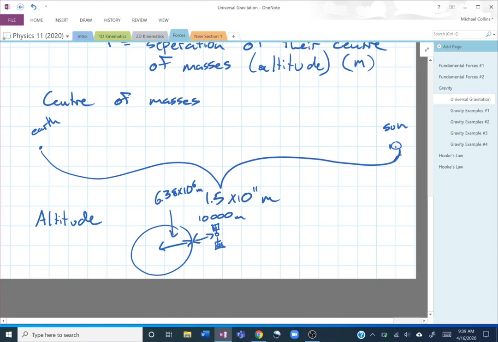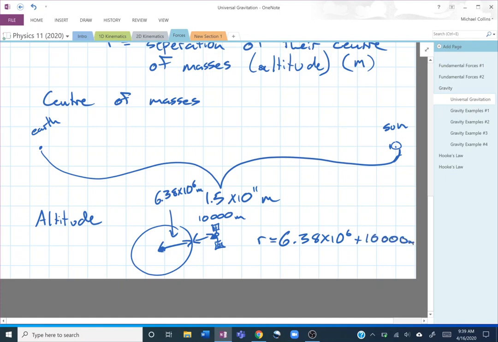And now this is important. So the distance from the center of mass all the way out to my satellite, my radius here, would need to be 6.38 times 10 to the 6 plus that 10,000 meters.